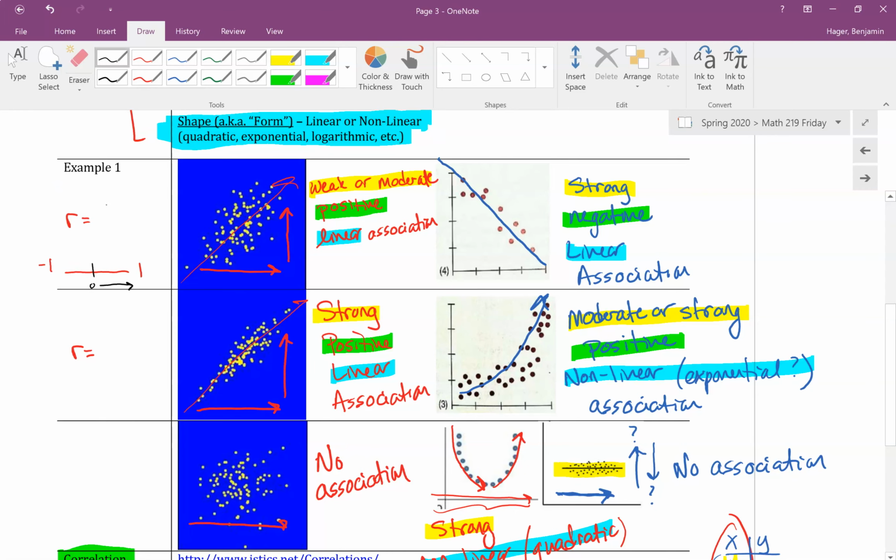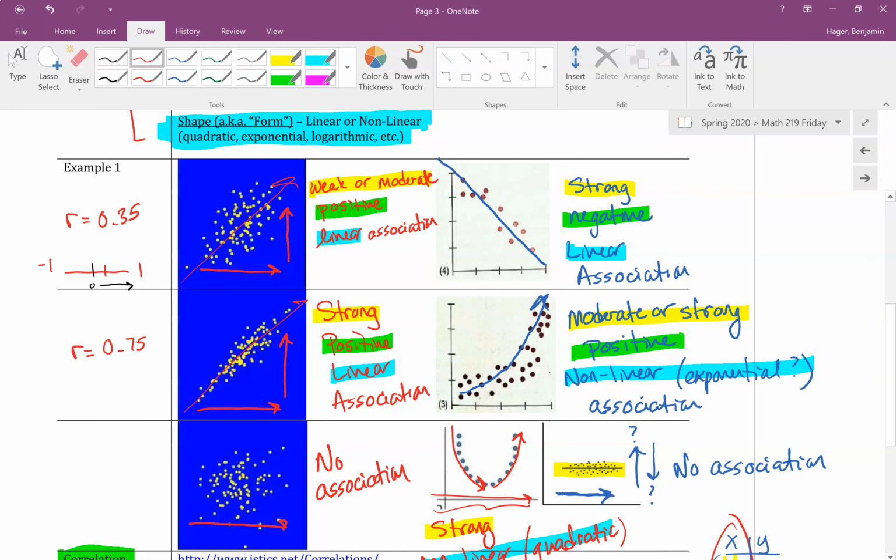We said weak to moderate, which means it wouldn't be that close to 1, because the closer you are to 1, the stronger you are. So maybe this correlation coefficient, and I'm just making something up, is 0.35. It's positive, but not all the way to 1 because it's not that strong. Then this correlation coefficient is also positive because it's going uphill, but it would have to be much stronger than this one. It looks like a much better fit. So maybe this would be like 0.75, something much closer to 1.